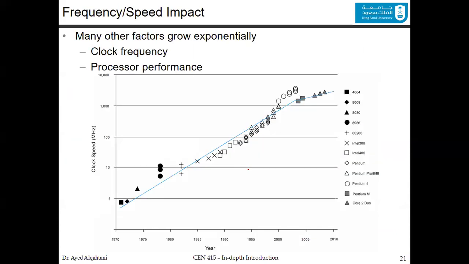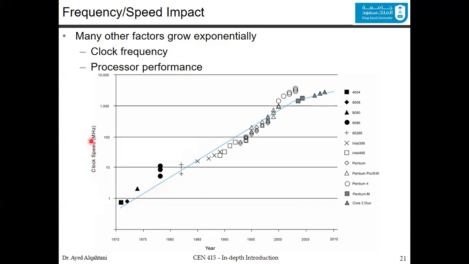So the frequency and speed impact. We have many other factors that also have a relation. Throughout the years, if we calculate the clock, the speed, we will see that it's growing exponentially. The clock frequency is growing, which means the processor performance is getting better. That was from 1970 all the way to about 2010. But you can see that the growth here is going good.